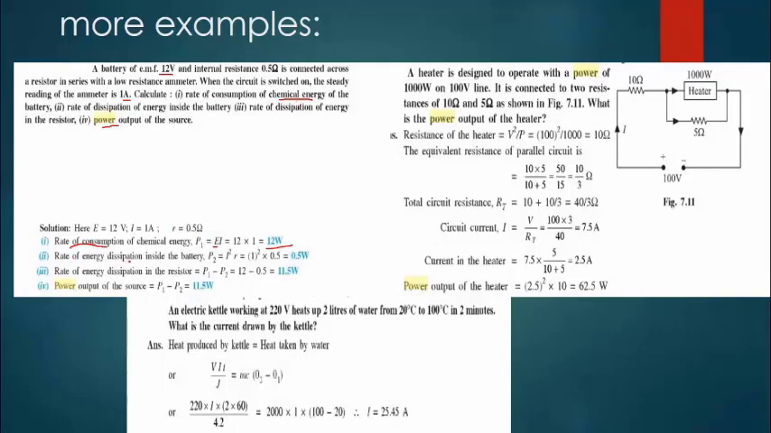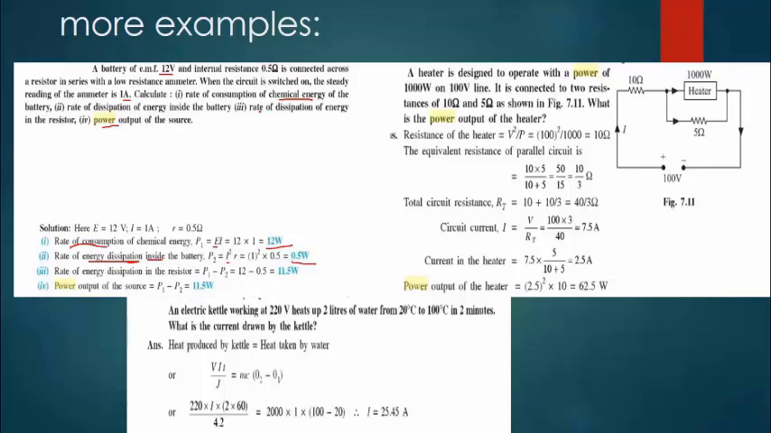Second, the rate of energy dissipation inside the battery. When we are speaking of heat dissipation, energy lost as heat, when we are dealing with resistors, we use the equation I squared times R. But since we are told inside the battery, the resistor that we use is the internal resistance, so I is the current that passes across the internal resistance, which is the current that passes across the battery, 1 ampere, because they are connected in series, the current is the same, squared, times the internal resistance, which we are given is 0.5, and we get 0.5 watts.